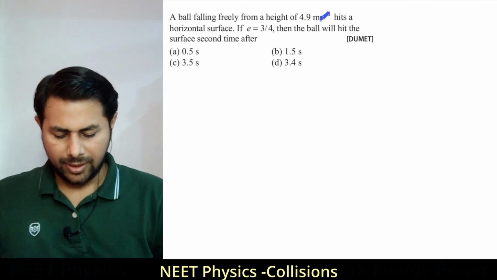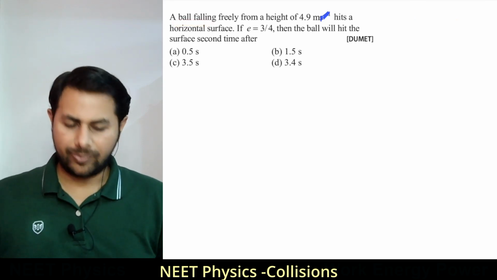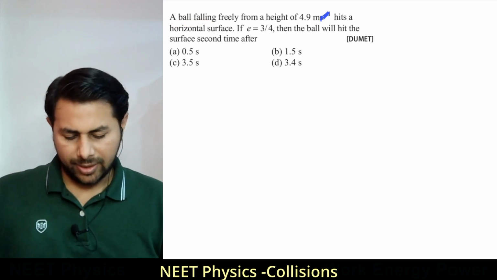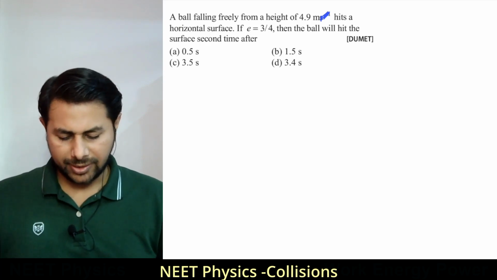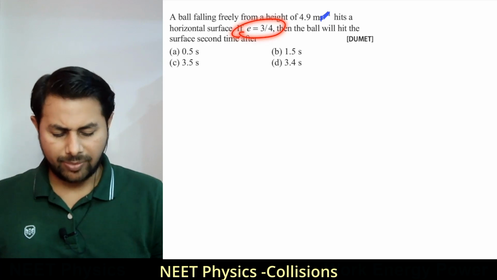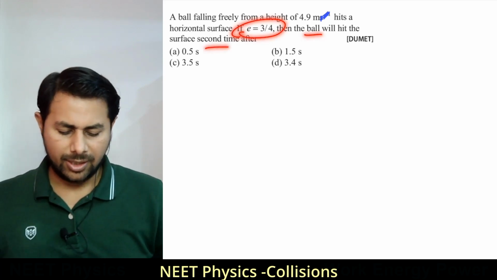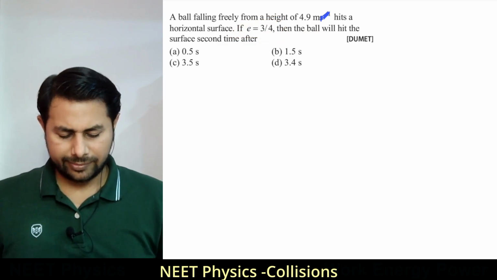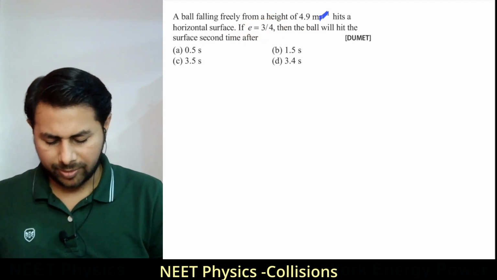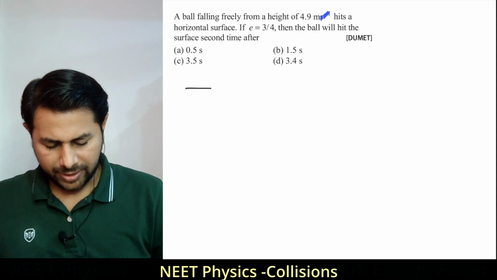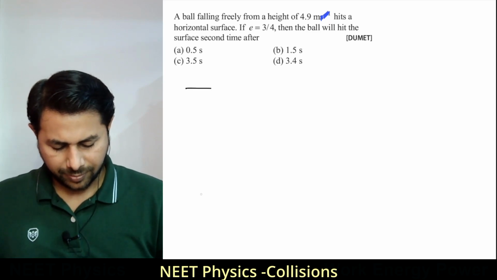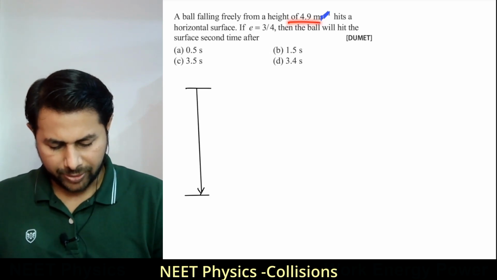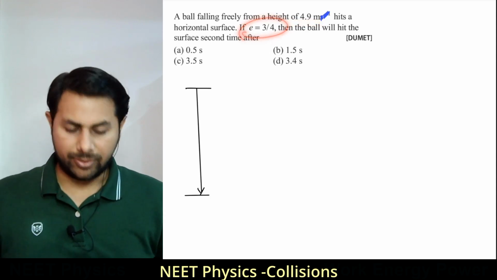Let's see the next one. A ball falling freely from a height of 4.9 meters hits a horizontal surface. If E is equal to 3 by 4, then the ball will hit the surface a second time after what time? Okay, this is the question. The ball is falling from some height and it hits the floor. The height is 4.9 meters, and E is equal to 3 by 4.